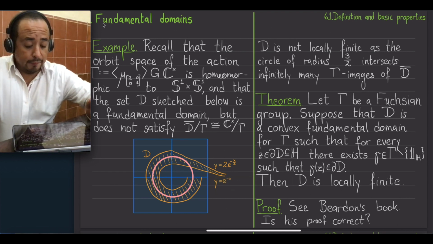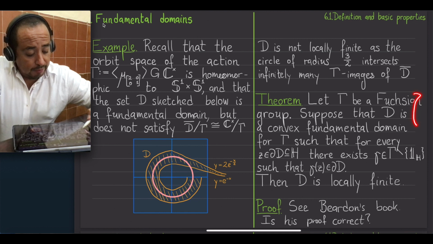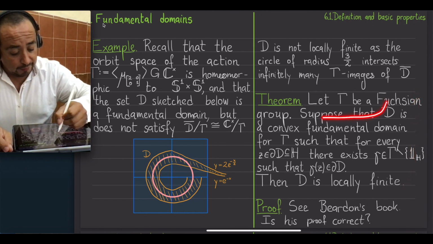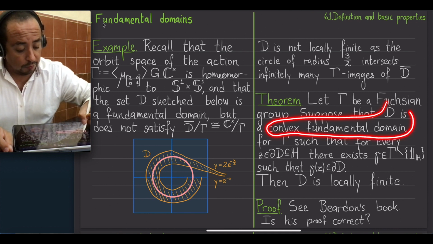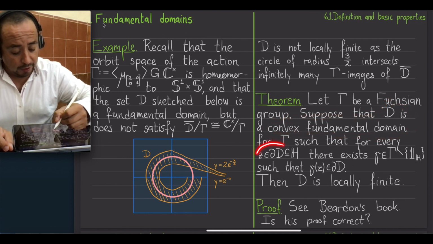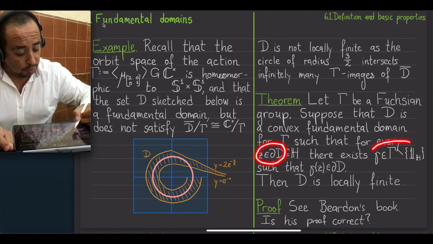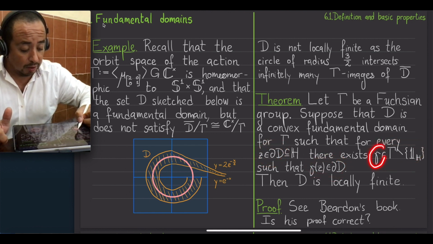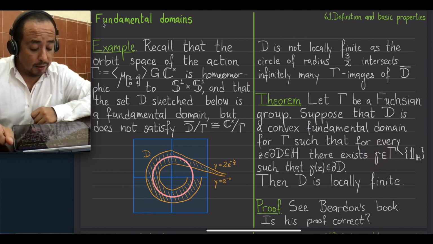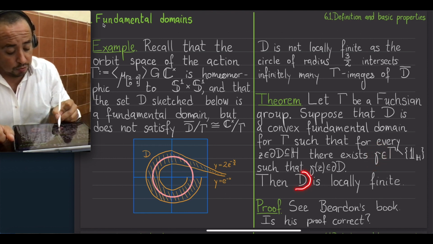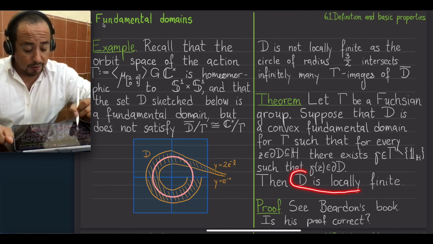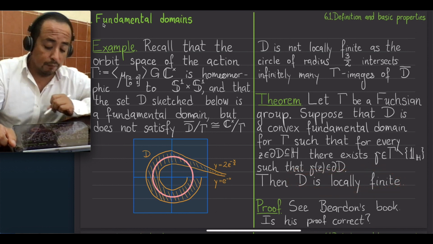Welcome to today's class. Recall that last time I mentioned this result, which states that if we are given a convex fundamental domain for a Fuchsian group, satisfying that every point in its boundary is equivalent through a non-identity element to another point in the boundary, not necessarily different, because the element could be elliptic, then one could conclude that D is locally finite, that the convex fundamental domain is locally finite.